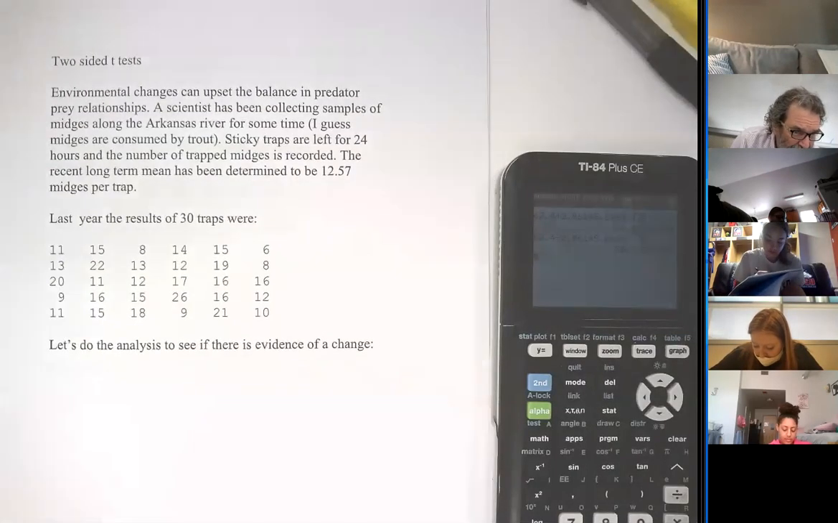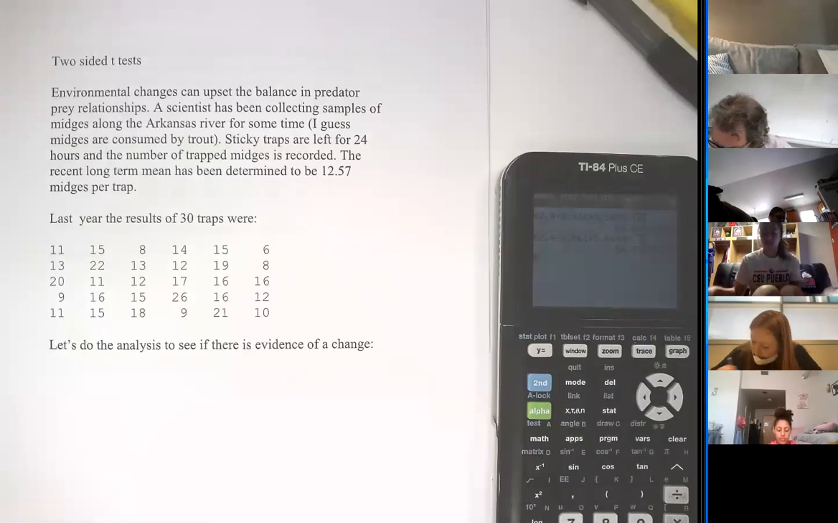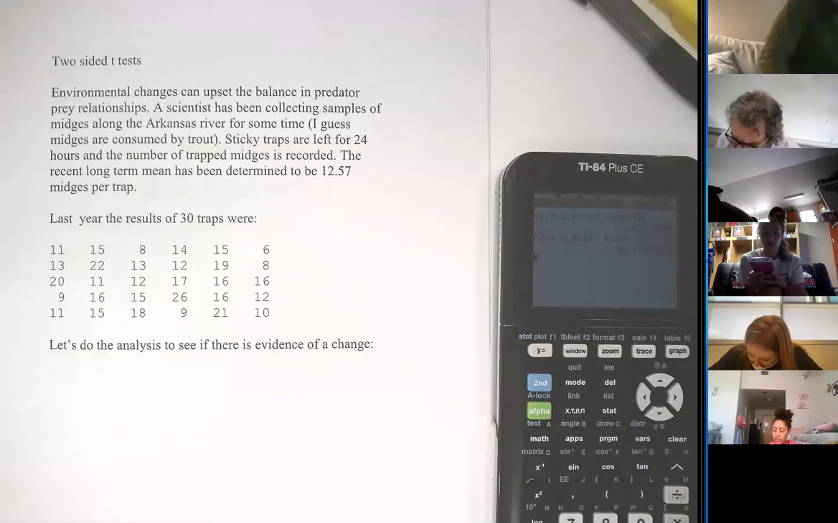It says here, environmental changes can upset the balance in predator-prey relationships. The scientist has been collecting samples of midges along the Arkansas River for some time. I guess midges are consumed by trout. I don't know, they're a little bug. People study them. Sticky traps are left for 24 hours and the number of trapped midges is recorded. The recent long-term mean, I guess per trap, has been determined to be 12.57 midges per trap. And we're trying to see if that number is changing over time.